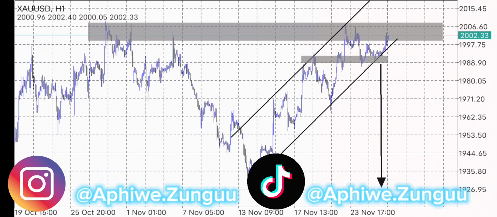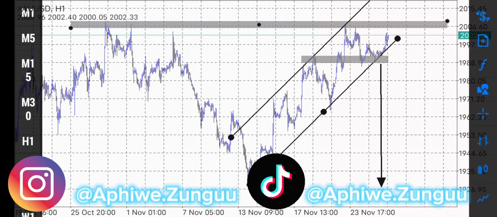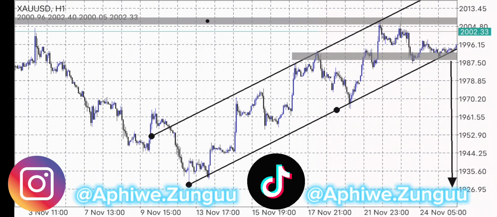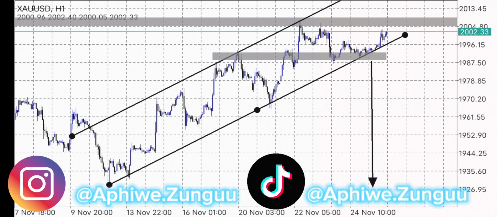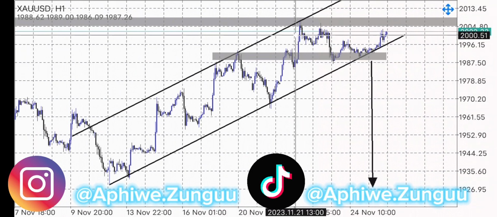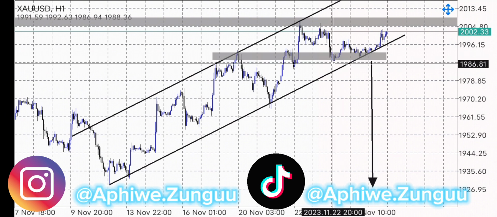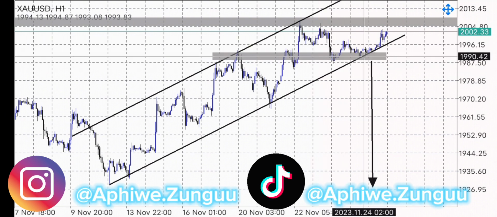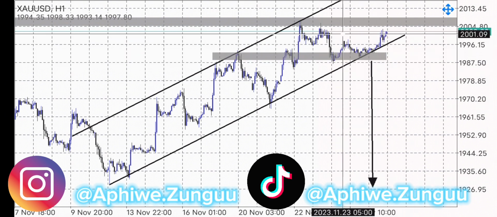We can see that gold has been stuck on a solid area. Let me make it a bit smaller because it's too big. We can see that gold is on a very solid level. From there it created a double top formation, which is a reversal pattern of a sell, and then created a low, and from that low created a high, created a double bottom formation, which is a reversal pattern of a buy, and then from there started creating higher highs and higher lows.